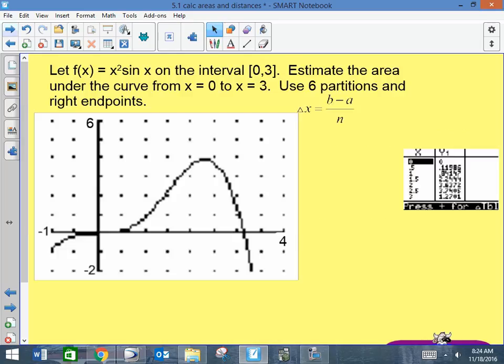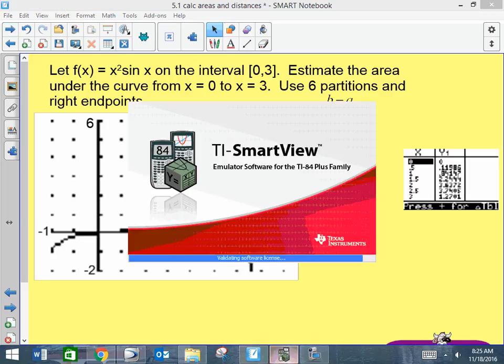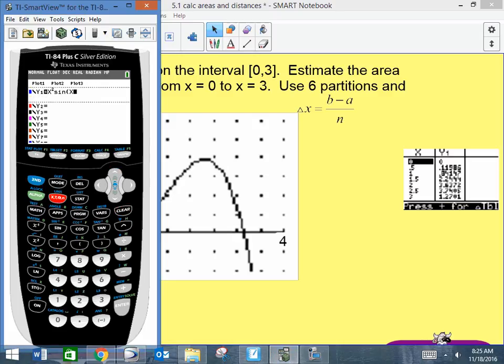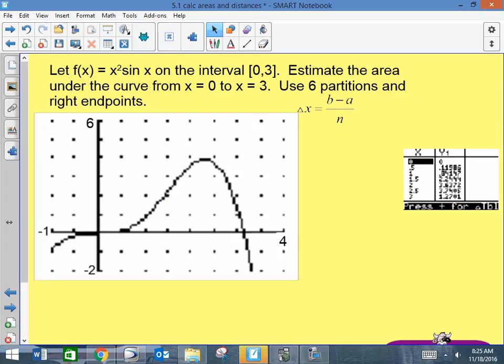So get your calculator out and put in x squared sine of x. Make sure you're in radians. You shouldn't have moved out of radians, but this is going to be ugly. In here, x squared sine of x. Make sure we're in radians. Okay, so the first thing you would do is graph.